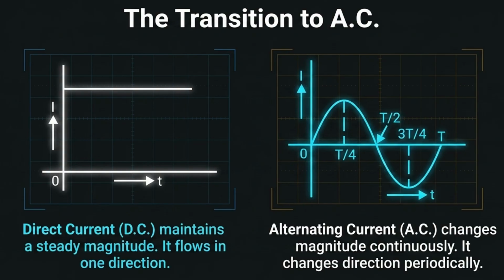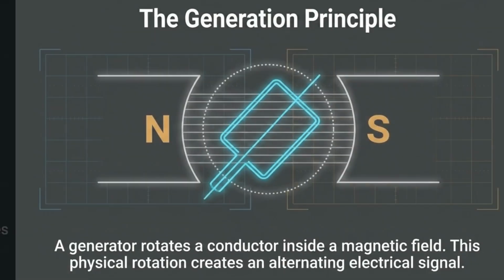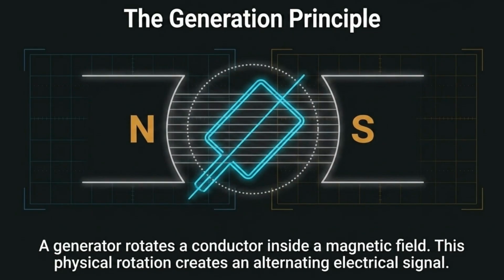DC maintains a steady magnitude and flows in one direction. In contrast, AC continuously changes its magnitude and periodically reverses its direction. AC generation is based on a fundamental principle. A generator rotates a conductor inside a magnetic field. This physical rotation is what creates the alternating electrical signal we use.